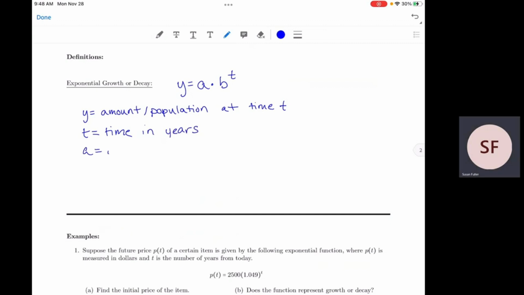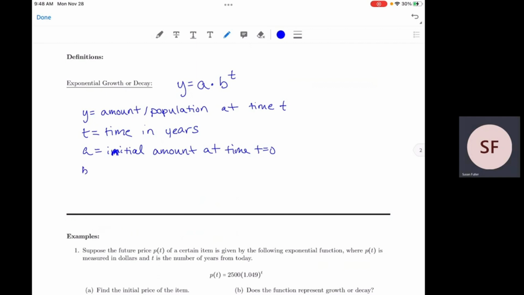A is our initial, sorry, I can't spell initial. Spelling's not my forte. All right, A is the initial amount or the starting amount at time t equals 0. It's what you started with.